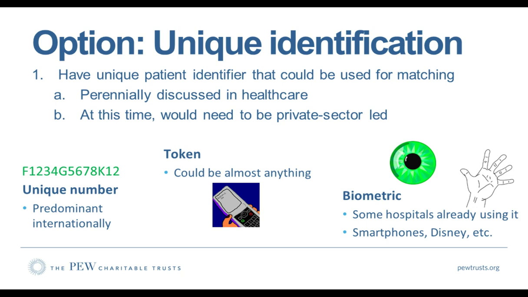The first is a unique identification system, which is something that has been perennially discussed in healthcare and also has been used internationally, with national identifiers in many countries. At this time, given some legislative limitations, a unique identification system would need to be private sector-led. Some of the opportunities that we're examining include a unique number and whether this approach can help improve patient matching. We're also looking at other token-based systems. So, for example, information sent to a patient's smartphone or the use of driver's license numbers or other information that the patient has that can help better identify them.